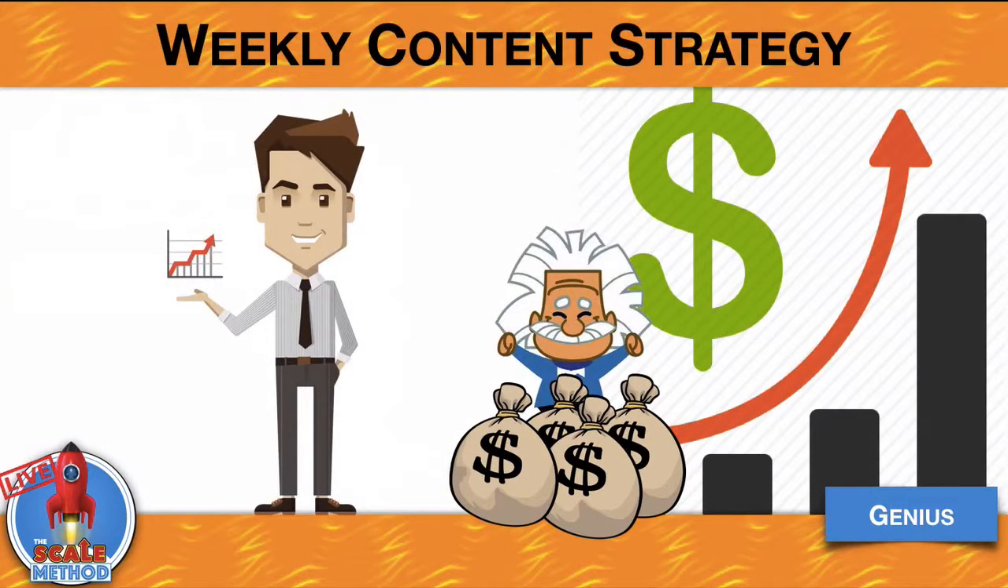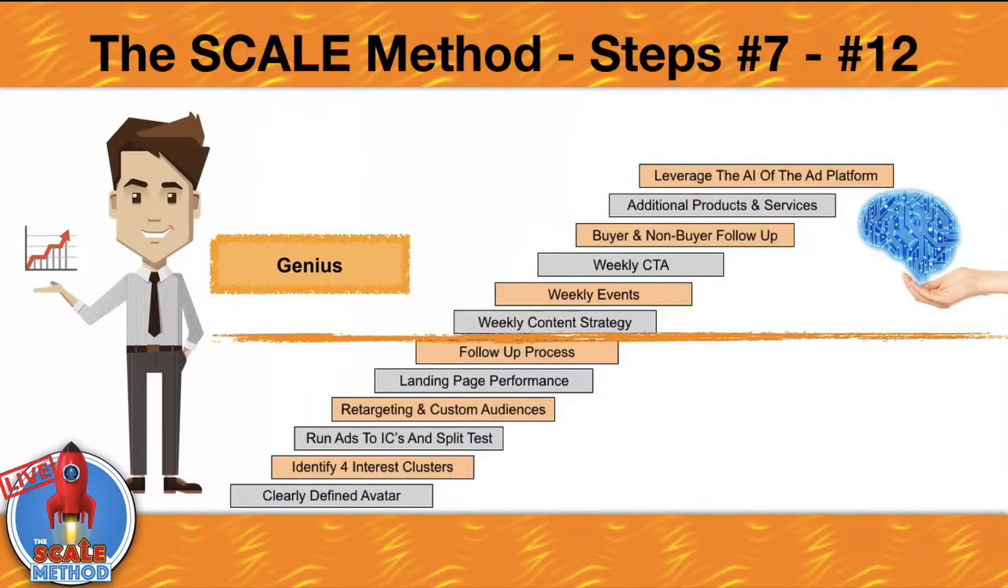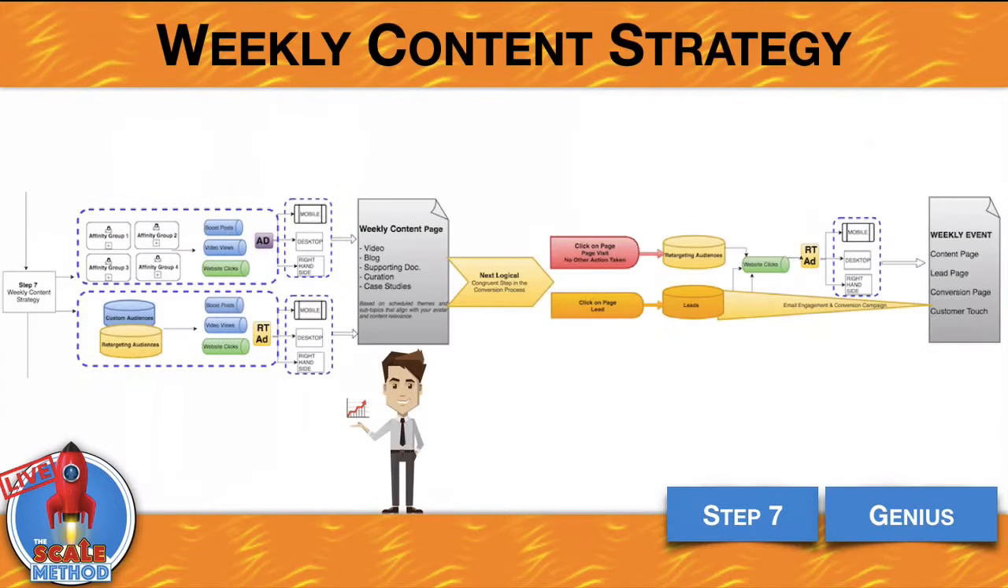Now, weekly content strategy. This is really where things start to take off. It's really our genius strategy we're going to have a lot of fun with. See, the genius is going to add another step, 7 through 12. It's weekly content, weekly events, and a weekly call to action. This is going to make a lot of sense to a lot of people very quickly. See, it's just really understanding what your key numbers are.